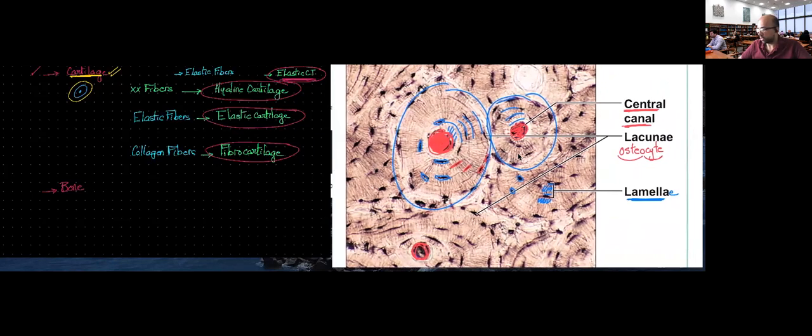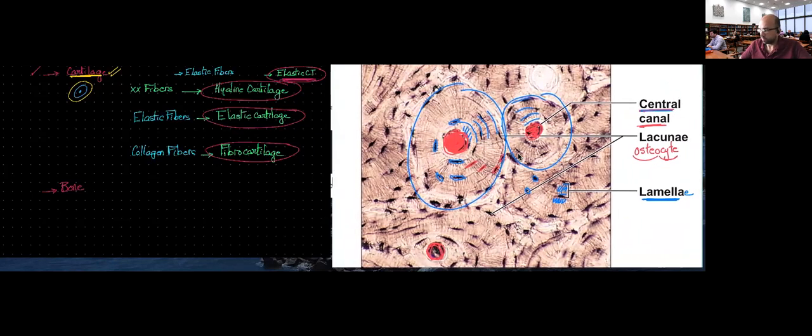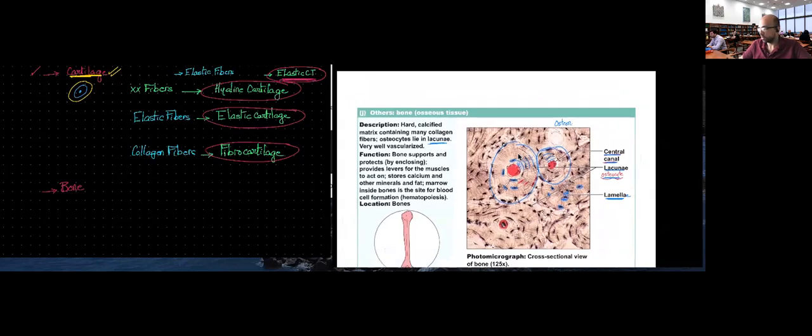The middle circle here is the central canal, and the smaller spaces here are the lacunae. And embedded in those lacunae, inside the lacunae, we've got the osteocytes, the mature bone cells. All right.